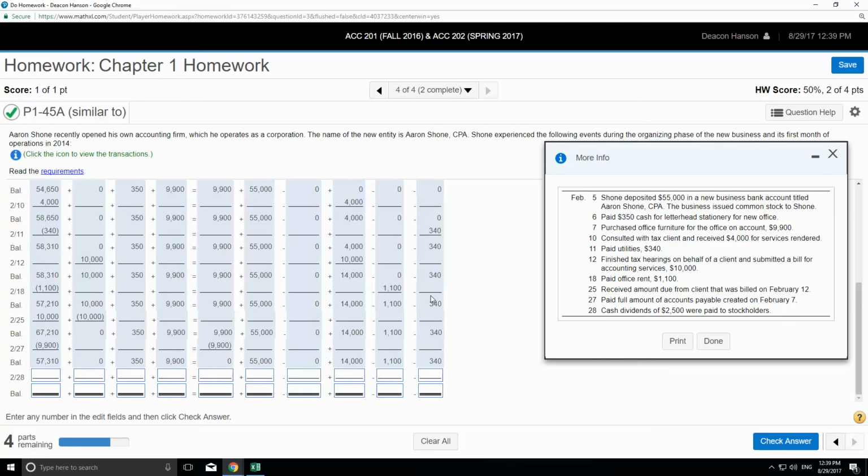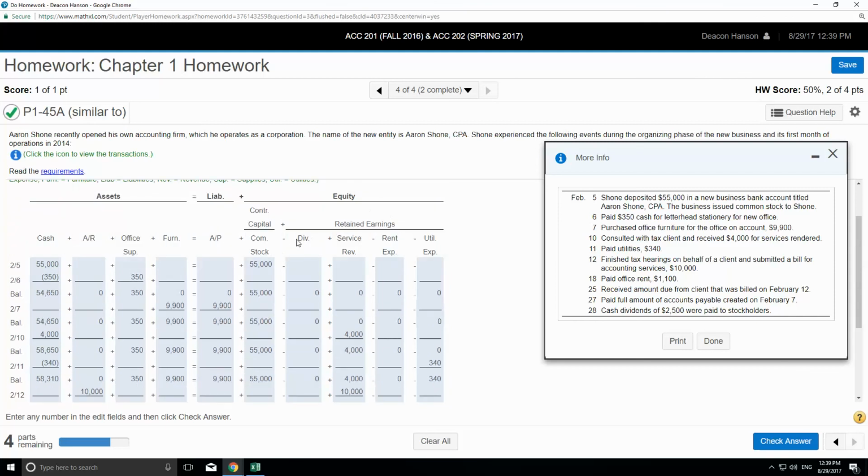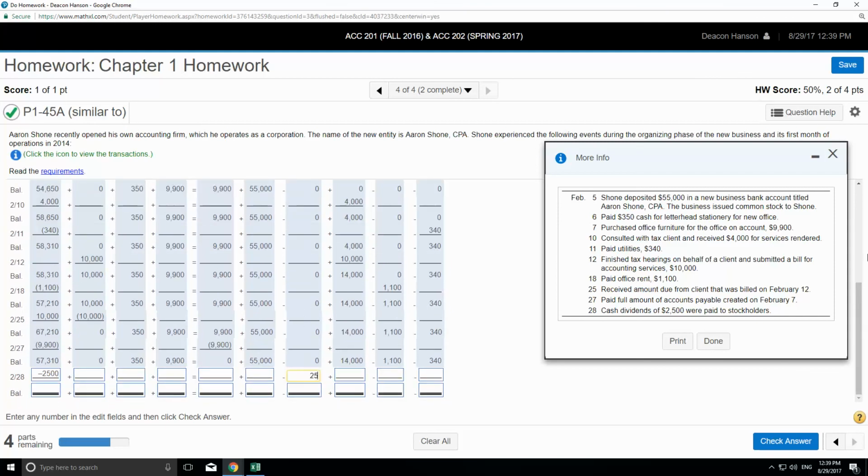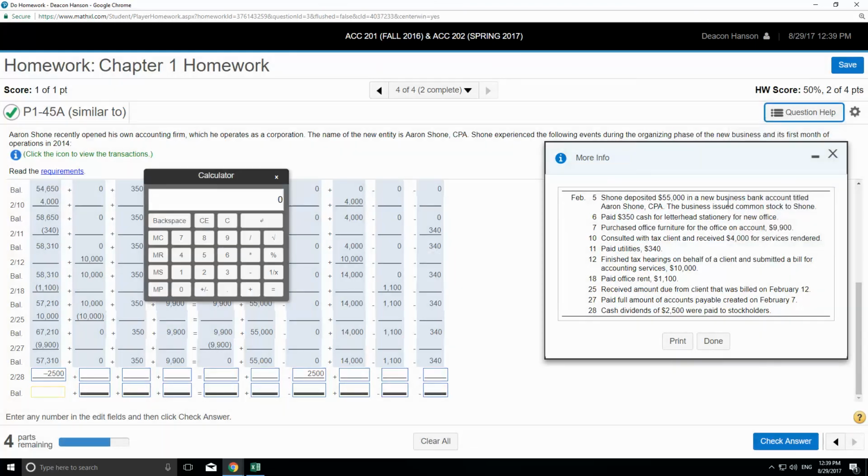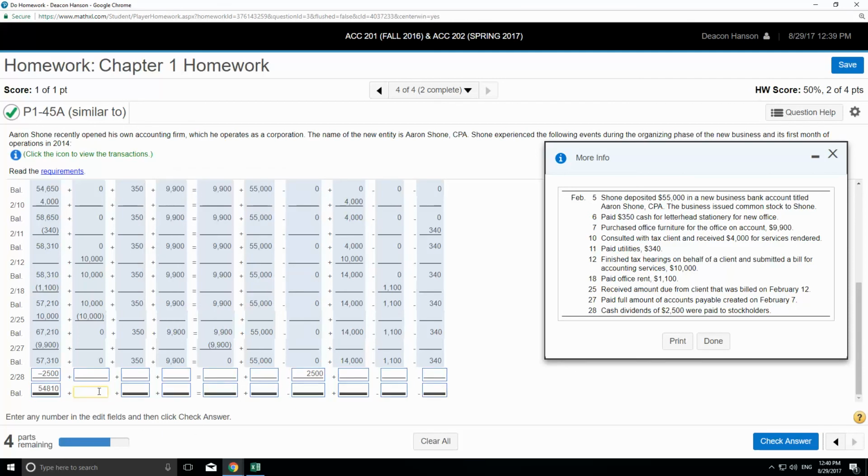Fantastic. And then on the 28th, we have cash dividends of 2,500. So cash dividends are paid out of cash, 2,500, and then the dividend account is going to increase by 2,500. And if you want to use your calculator, that's how you do it. 57,210 minus 2,500. And you can drop that number in like that. Then it's a matter of getting your balances.